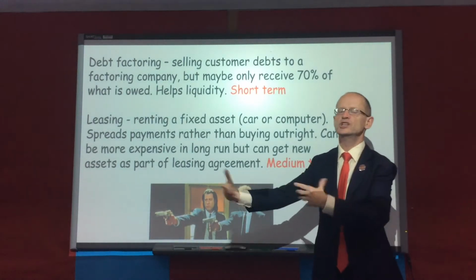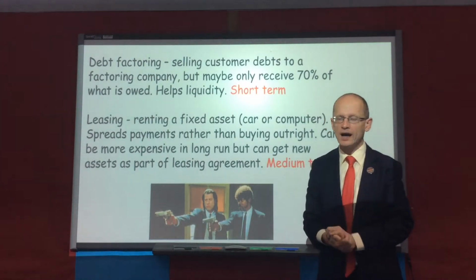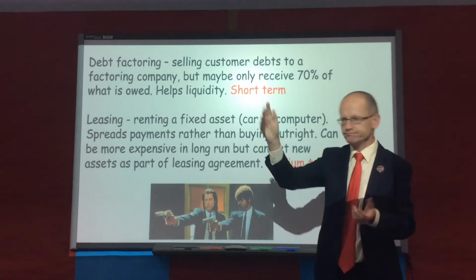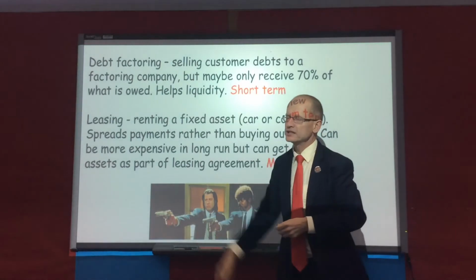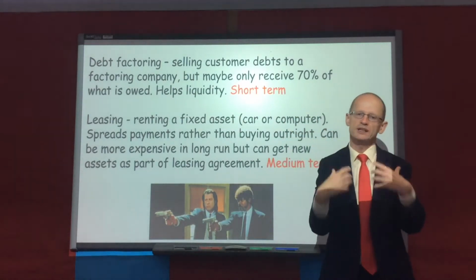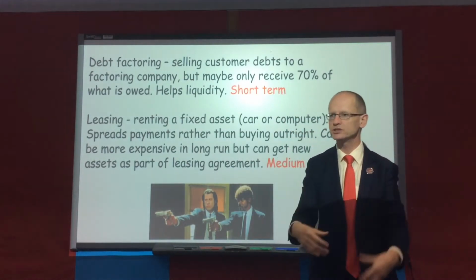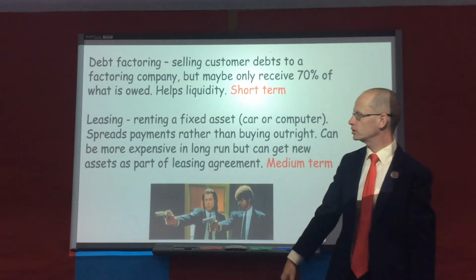The factoring company then chases the person who owes the money, and they make their profit because they collect 100%. The 30% is like their gross profit on that. And obviously, this will help the original company's liquidity, because at least you're getting 70% instead of 0%. Alright, so that would probably be a short term.